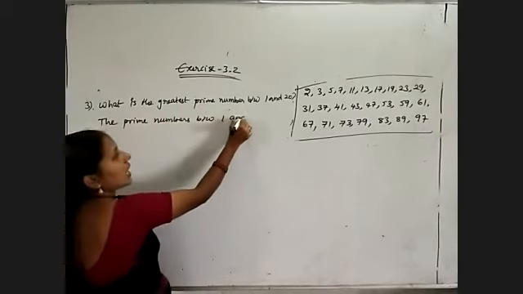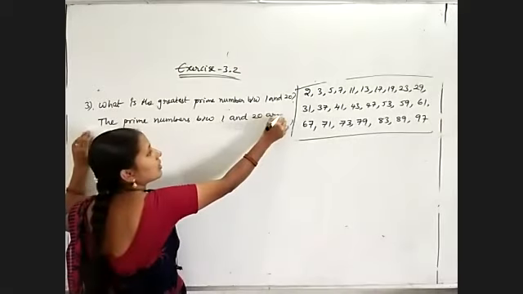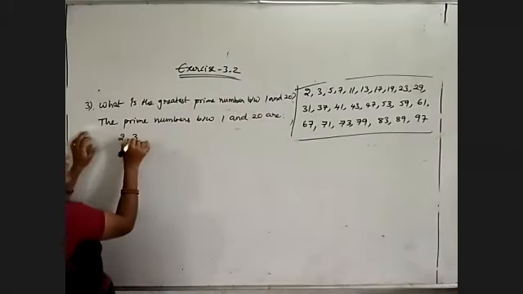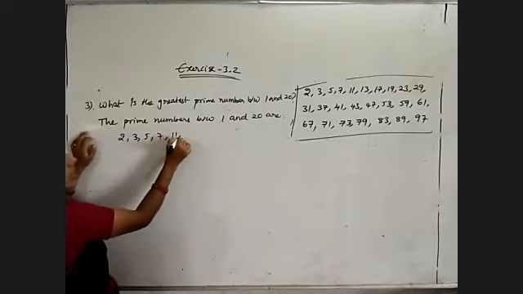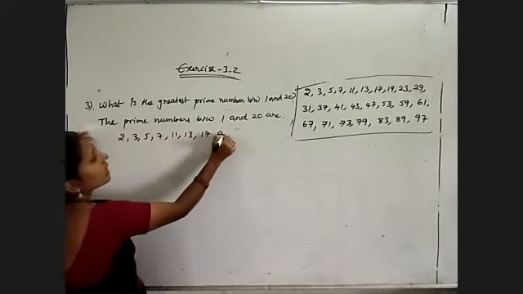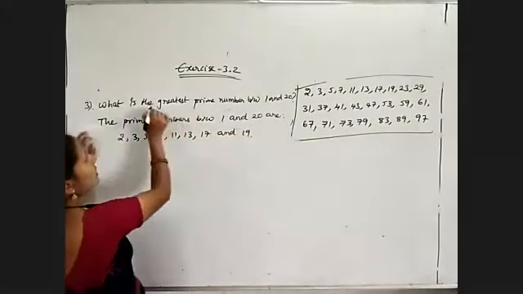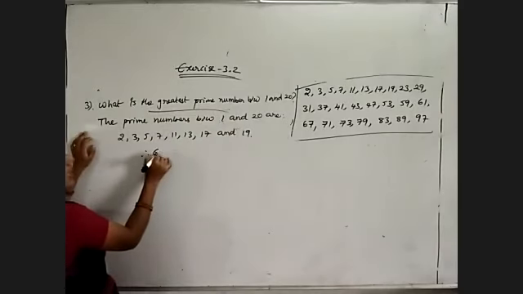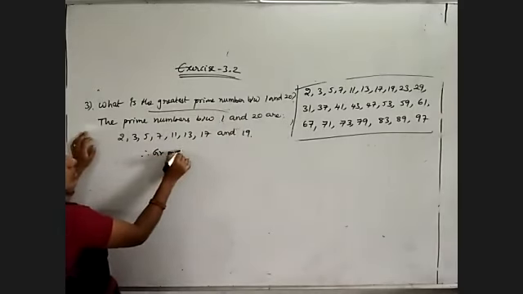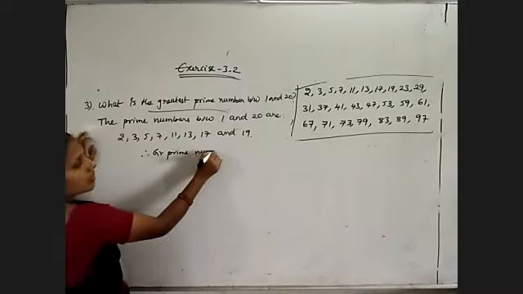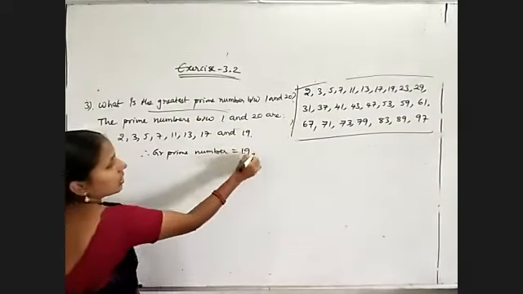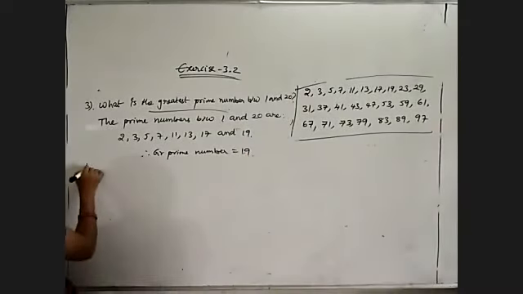So the prime numbers between 1 and 20 are 2, 3, 5, 7, 11, 13, 17 and 19. So what is the greatest prime number? Therefore, the greatest prime number is equal to 19. That's all.